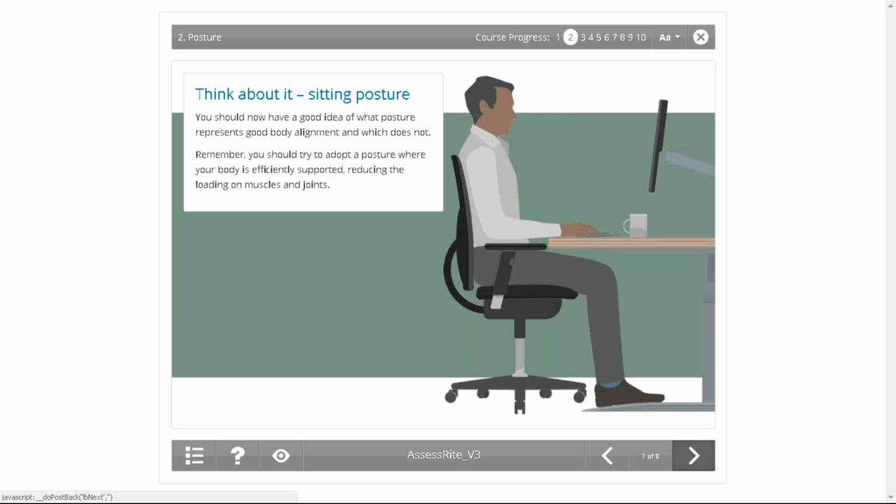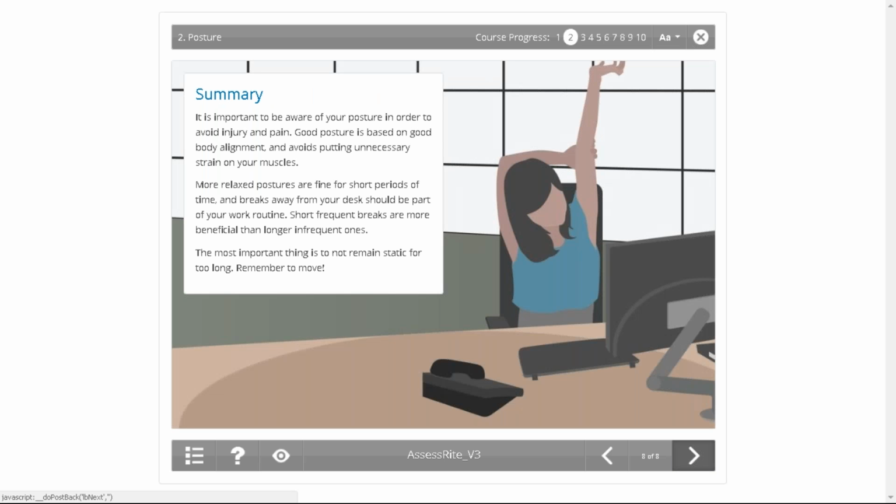Think about it. So you should now have a good idea of what posture represents good body alignment and which does not. Remember, you should try and adopt a posture where your body is efficiently supported, reducing the loading on muscles and joints. It's important to be aware of your posture in order to avoid injury and pain. Good posture is based on good body alignment and avoids putting unnecessary strain on your muscles.